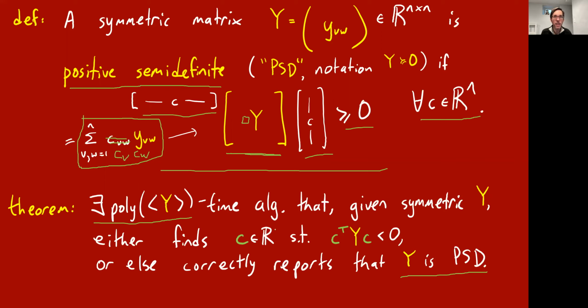or it finds a counterexample. It finds an explicit vector C such that C transpose Y C is not greater than or equal to 0, such that it's less than 0. Okay, so it tests if a matrix is positive semidefinite, and if it's not positive semidefinite, it finds a counterexample vector C that proves it.